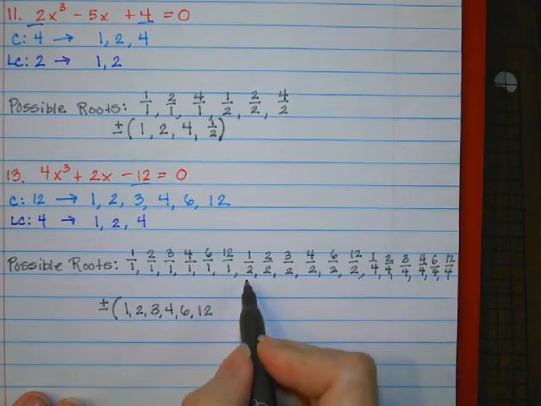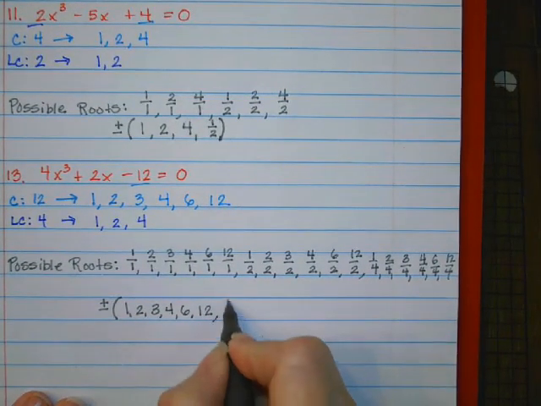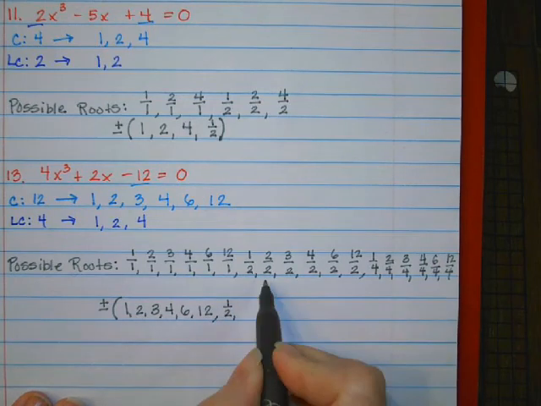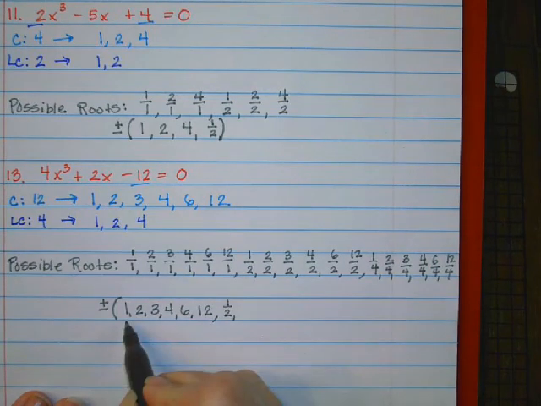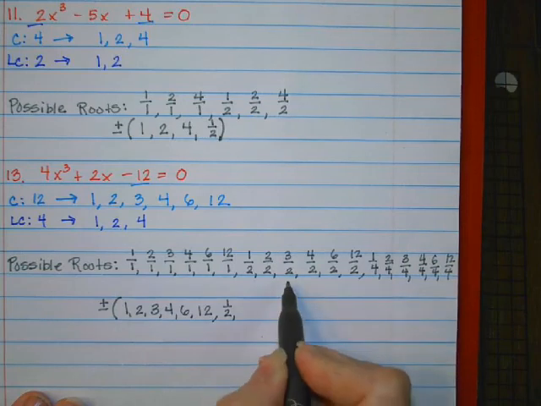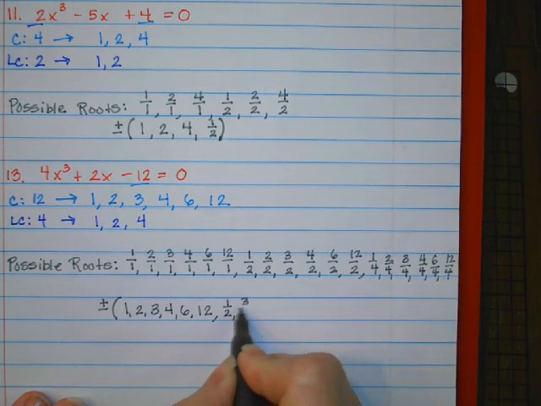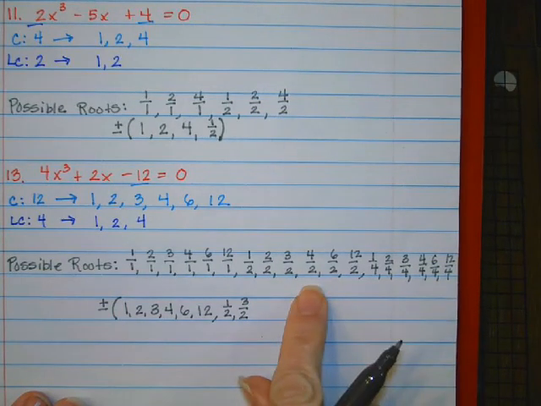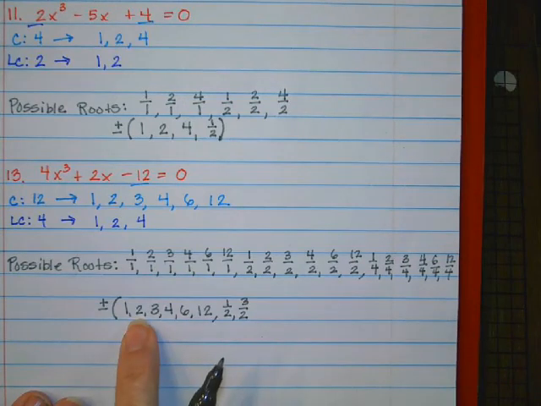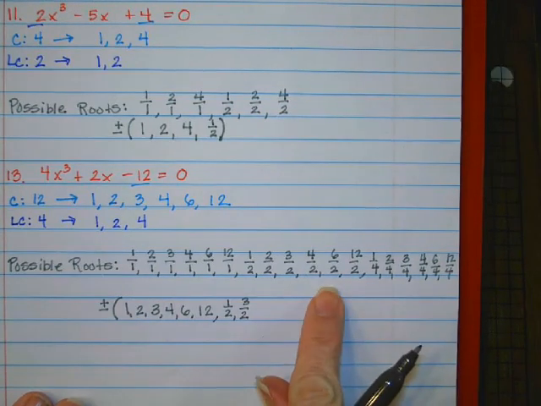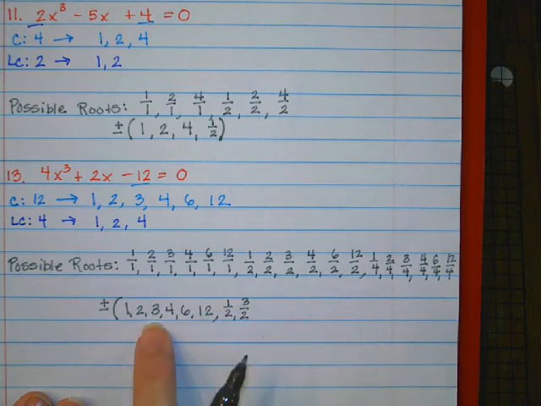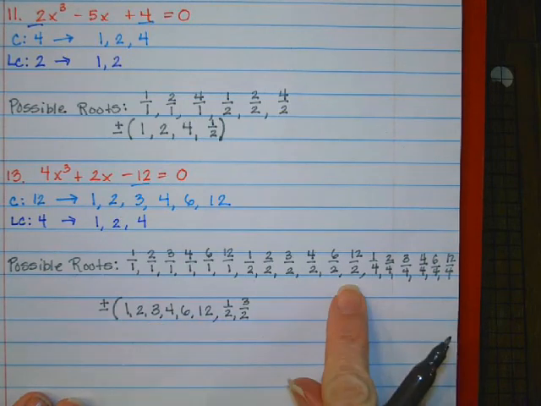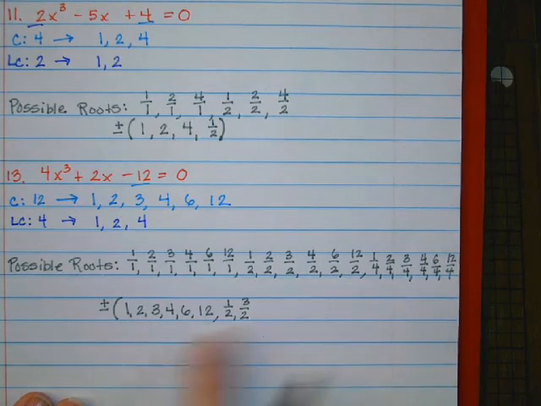So can we reduce 1/2? Nope, it stays 1/2. 2 divided by 2? That's right, it's 1, so we don't repeat it. Can we reduce 3/2? Nope, so it stays 3/2. 4 divided by 2? Well, that's 2, so I have to repeat it. 6 divided by 2? Well, that's 3, so I don't have to repeat it. 12 divided by 2? Well, that's 6, so I don't have to repeat it. So we're going to move to the next one.